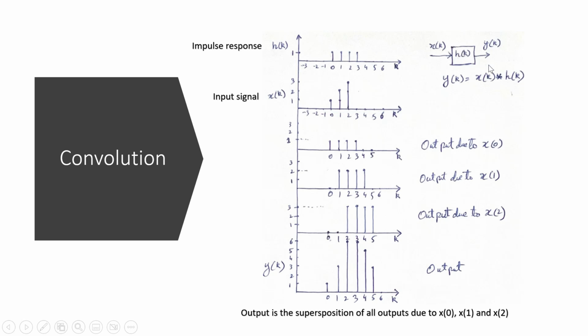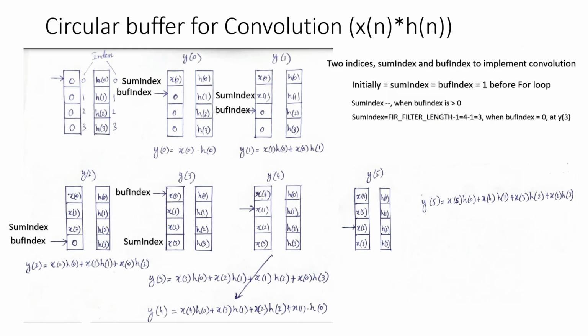This is what actually happens when we apply samples to our system. Our system produces an impulse response which is proportional to the value of the input signal. So when we add all the impulse responses due to individual inputs, we will get the net output. This is the way convolution works. So now we can go to the next slide.